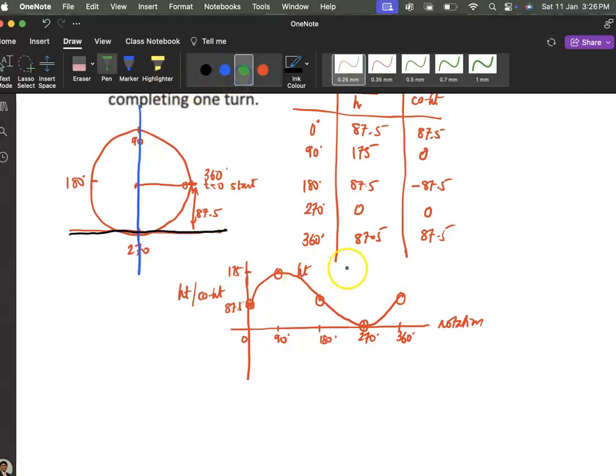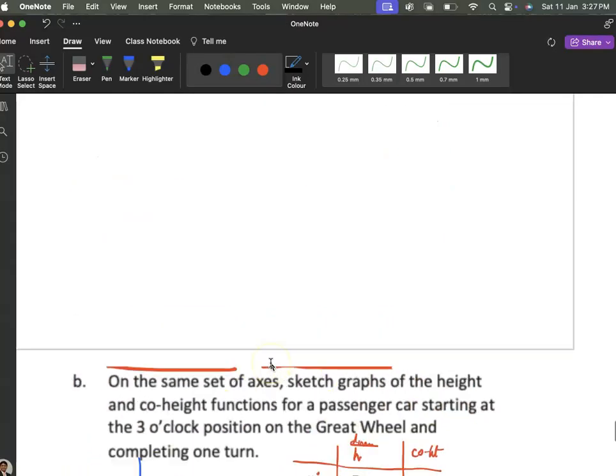Now let's look at the green as co-height. So 0 is the same, 87.5, and then 90 is 0. Then 180 is minus 87.5, then 0, and 87.5. This is your cosine graph. Cosine. This is your co-height. Anyway, that will come later on. You got the idea? How the height and co-height values are varying with time, with the rotation.